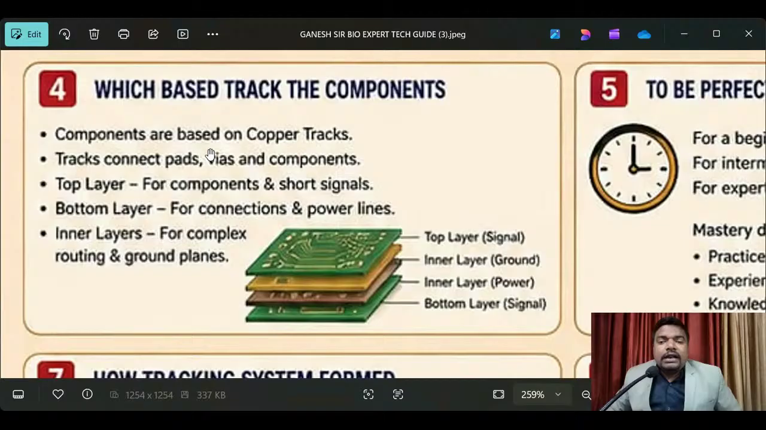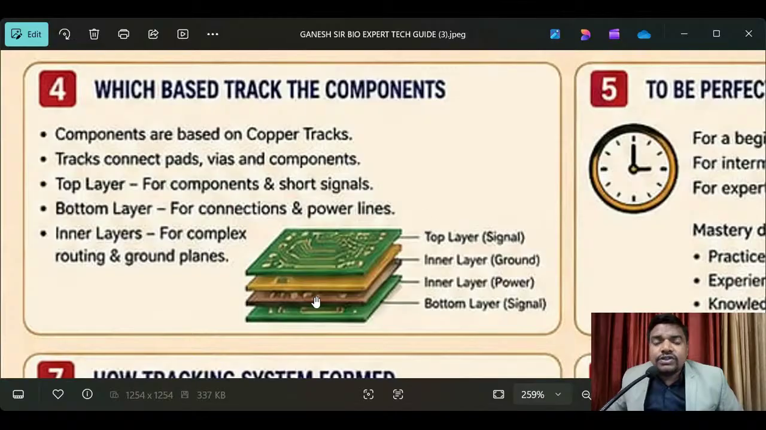Yes, come on. Next, which base track the components, I'm going to say. Now, which base track the components? Biomedical engineers, please listen carefully. The components are based on copper tracks.